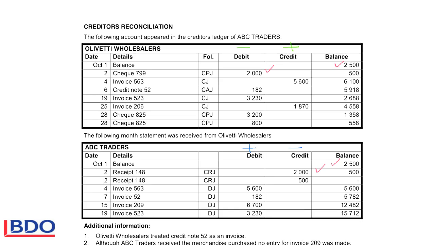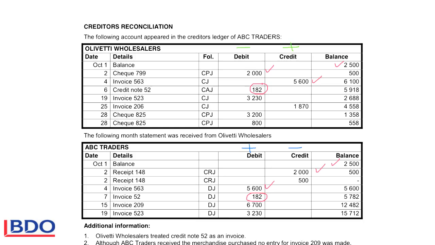Okay, then we see in the creditors ledger, there's a 5,600 and there's a 5,600 there on the debit side. Okay, what do we see now? Here's 182 on the debit side, and here's also 182 on the debit side. And what do we know? The one is a creditor, the other one treats the account as a debtor, so it can never be on the same side. So there's a mistake again. So we've discovered a second mistake.